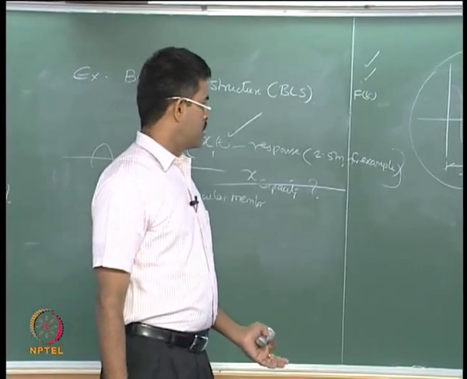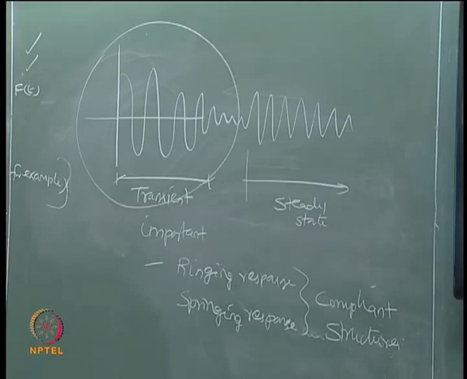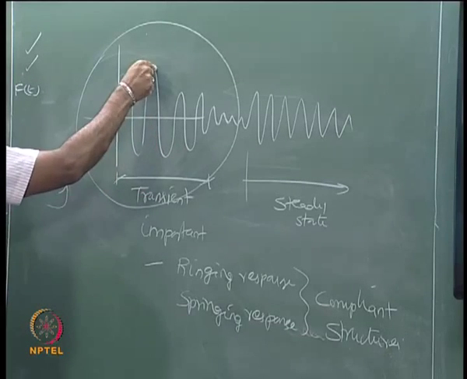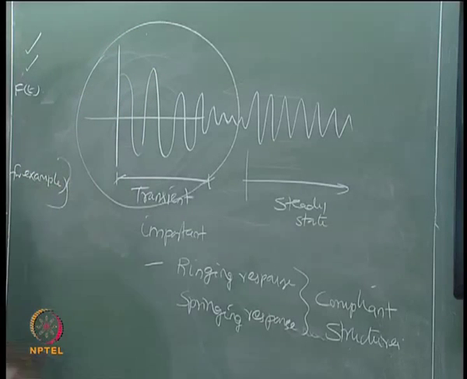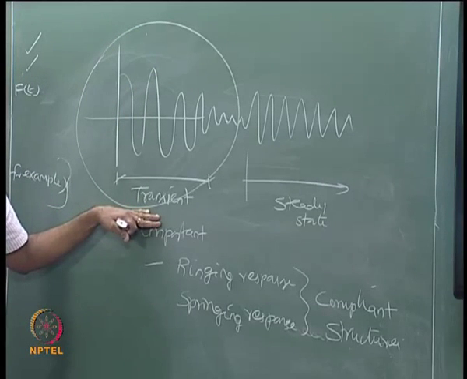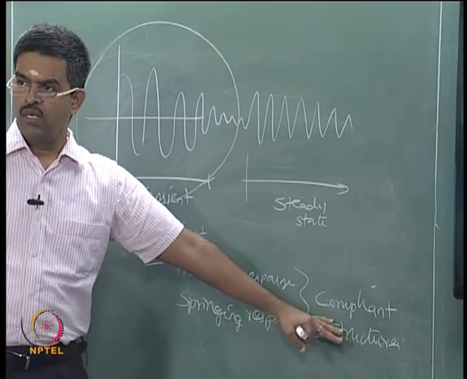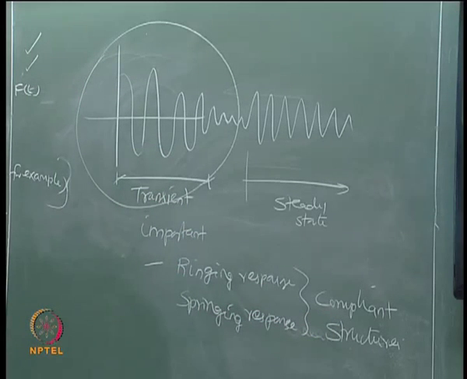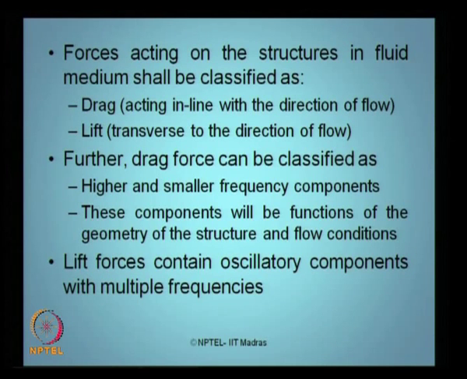So even the transient response sometimes becomes very important, in cases where we talk about responses under a large band of frequencies with lower amplitude, or a small band of frequency with higher amplitude, which can otherwise be unimportant in dynamic analysis, but sometimes can excite the platform to a dangerous level of excursions. So lift forces also contain oscillatory components which are important for us. Drag contains higher and smaller frequency components, which are a function of geometry and fluid flow conditions, whereas lift force contains a variety of oscillatory frequency components.